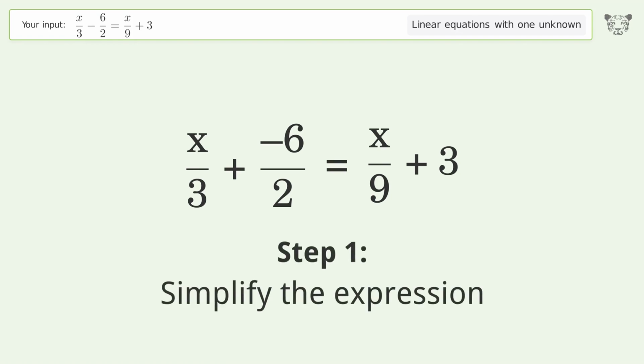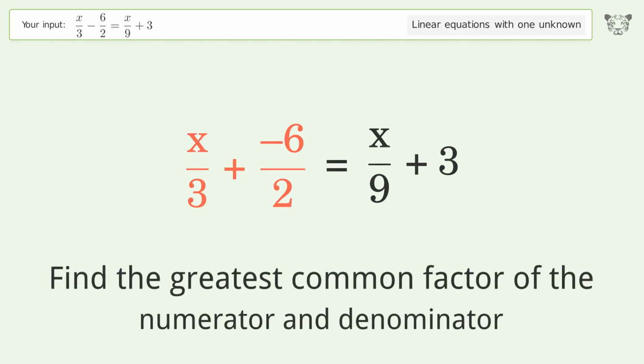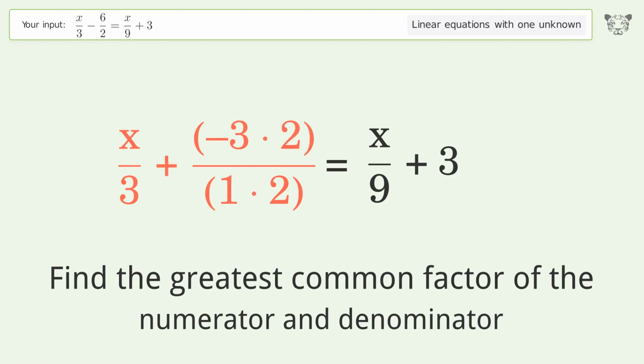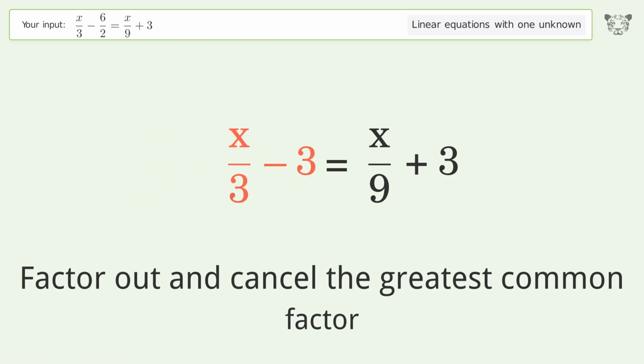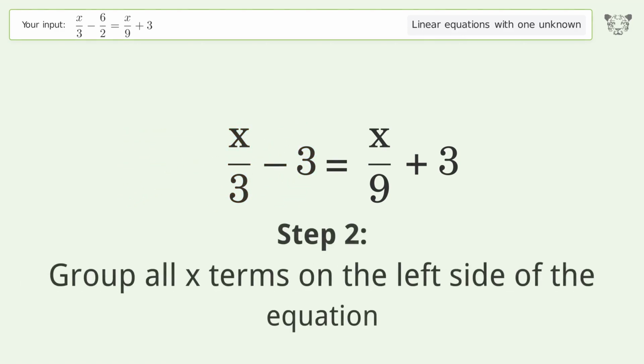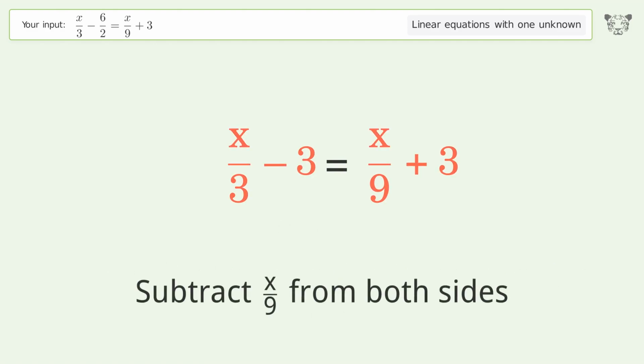Simplify the expression. Find the greatest common factor of the numerator and denominator. Factor out and cancel the greatest common factor. Group all x terms on the left side of the equation. Subtract 10 over 9 from both sides.